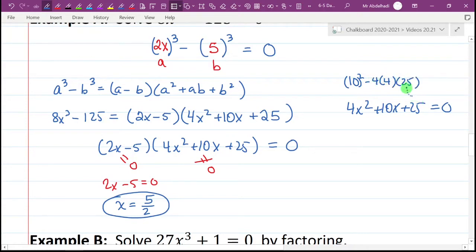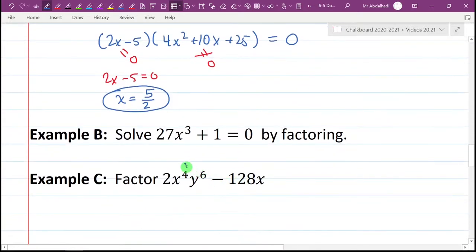What you're going to get is, this is 10 squared, which is 100, minus, this is 4 times 25, which is another 100, times 4 is 400. Your discriminant is negative 300, okay? And if you get a negative discriminant, you do not have any real solutions. What you're going to have is two imaginary solutions. And there you go. X equals 5 over 2.